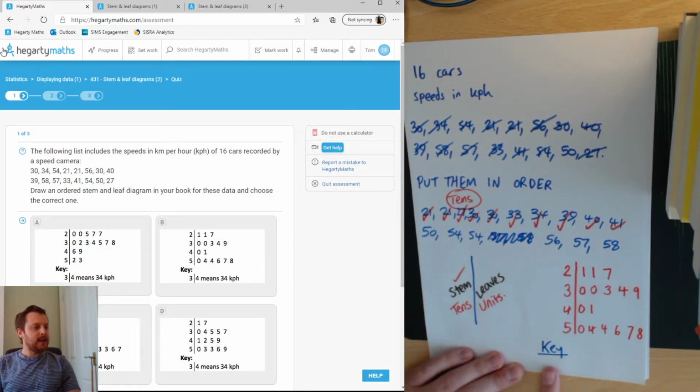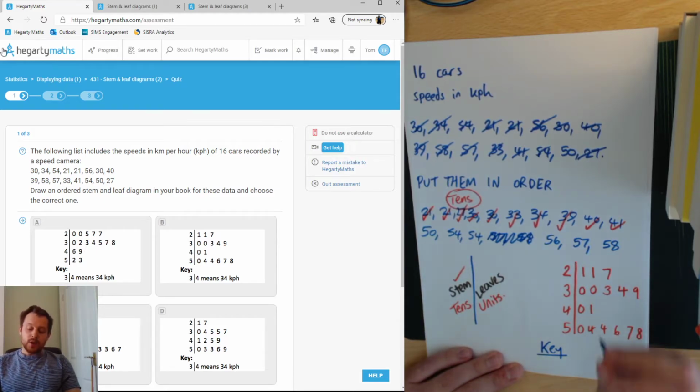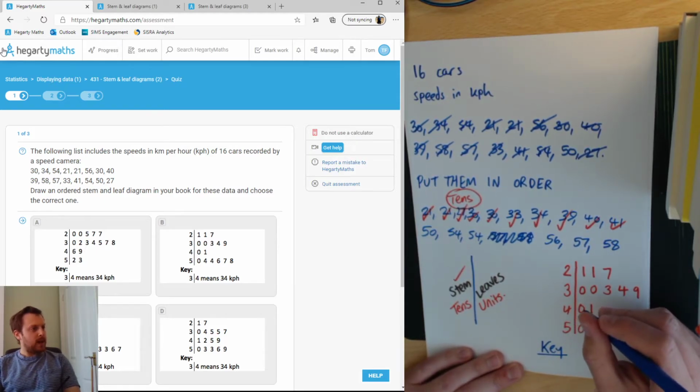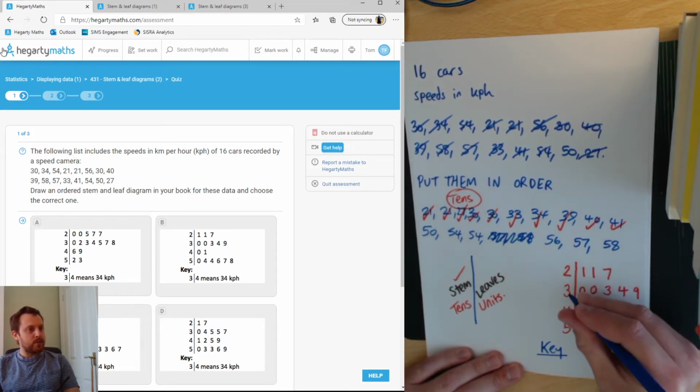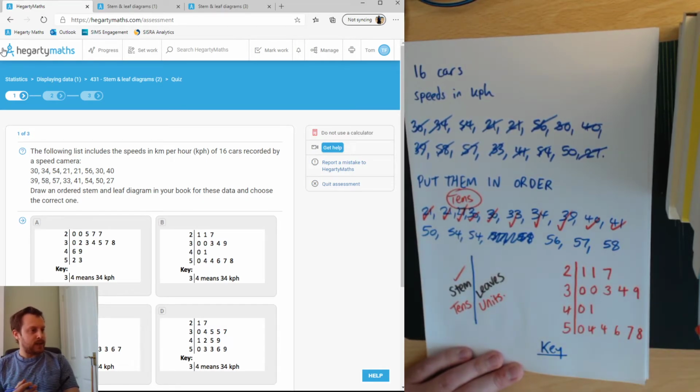Because you have to tell the person looking at it what this represents. Without a key, this could mean 2,100, 2,100, 2,700. It could mean 2.1, 2.1, 2.7, 3.0, 3.0, 3.3. Without a key, you don't know exactly how big these numbers really are. You don't know what this 2 and this 3 and this 4 and this 5 are really representing.